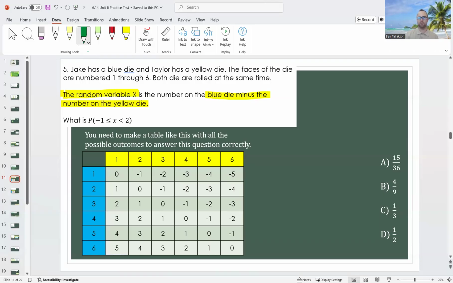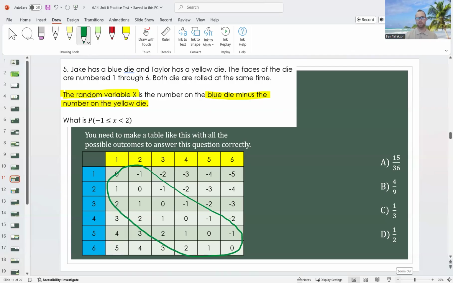So these are the possible outcomes, right? Because we have one die, the yellow die here, 1 through 6, and the blue die here, 1 through 6, right? And now we need to answer the question. What's the question? Find the probability that x is between -1 and 2. So where are we looking? We're looking between -1 and +2. All of these values.